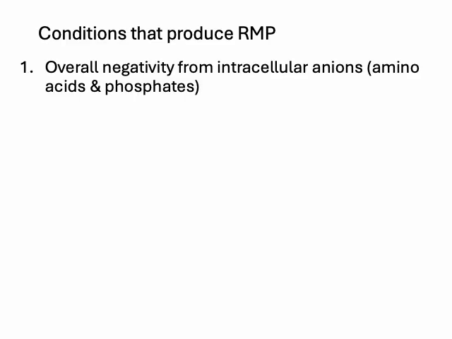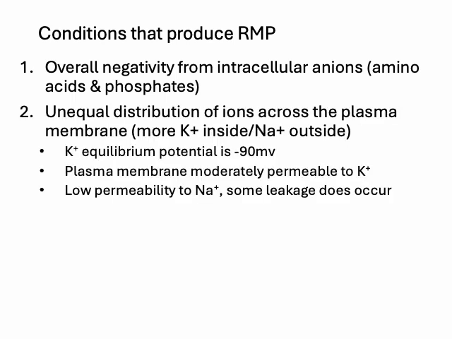So just to recap, we've got overall negativity from the amino acids. There are some other things inside the cell that are also negatively charged, but think of them as the same kind of phenomenon. They're just producing an overall negativity. Then we have this potassium leakage channel situation where potassium is coming in to equilibrium, giving us minus 90 millivolts. There's not a lot of permeability or channels that are open for sodium. We see just a tiny bit of leakage because the concentration gradient is strong.